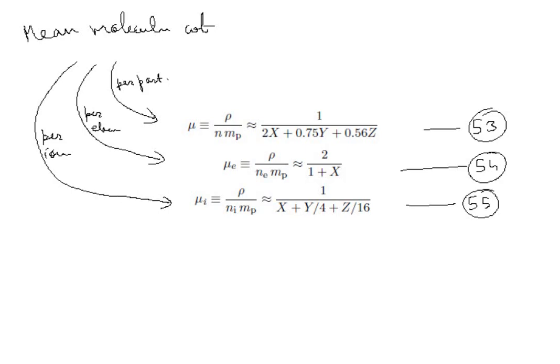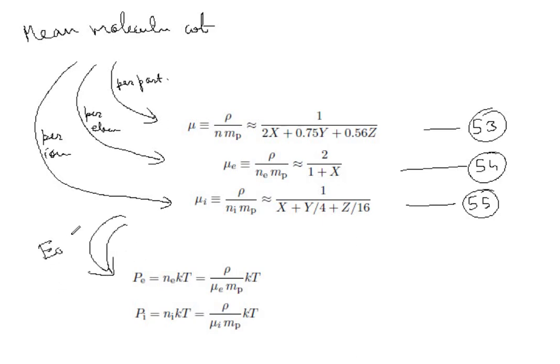Okay. Now with this newly defined mean molecular weight, we may now write down the equation of state, right? So let us write it down here. So using this mean molecular weight concept, we can write down the equation of state like this for electrons, for ions. This is equation 56 and this is equation 57. So what about the total pressure? The total gas pressure due to ions plus electrons, and this is basically written as this.